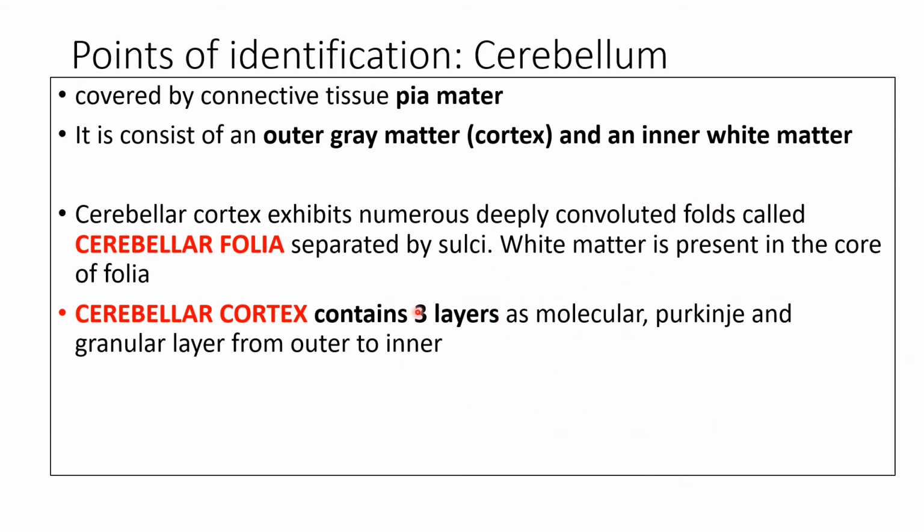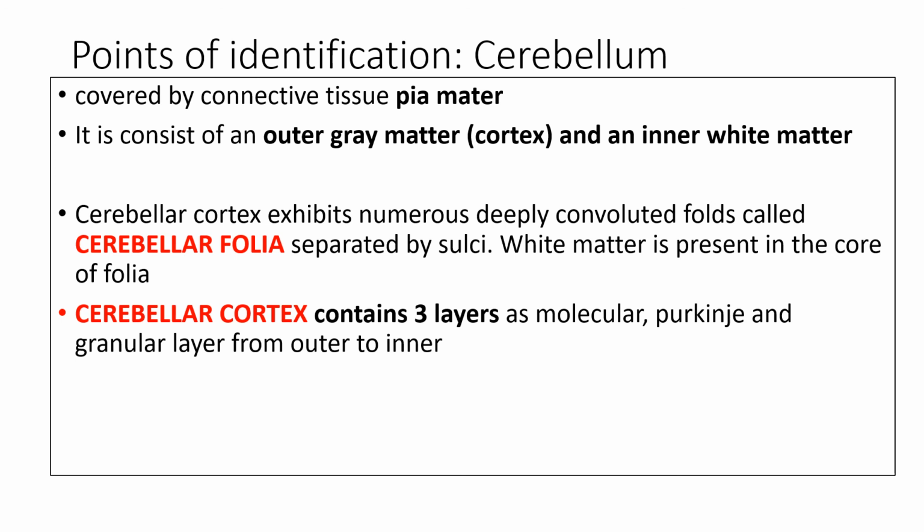Now, how do we identify the slide of cerebellum? The first thing you have to identify is the pia mater. Then you can see the folia and the fissures, arbor vitae appearance, outer grey cortex, inner white matter, deeply convoluted folds called cerebellar folia, separated by sulci or fissures, and white matter forming the core of the folia. The cerebellar cortex contains only 3 layers: molecular layer, Purkinje cell layer, and granular layer, while the cerebrum has 6 layers.